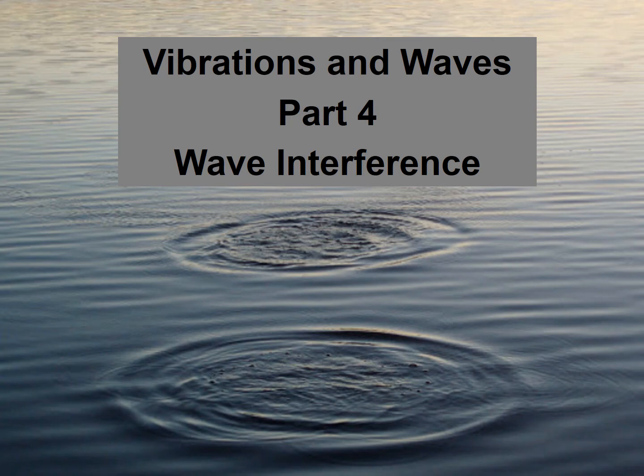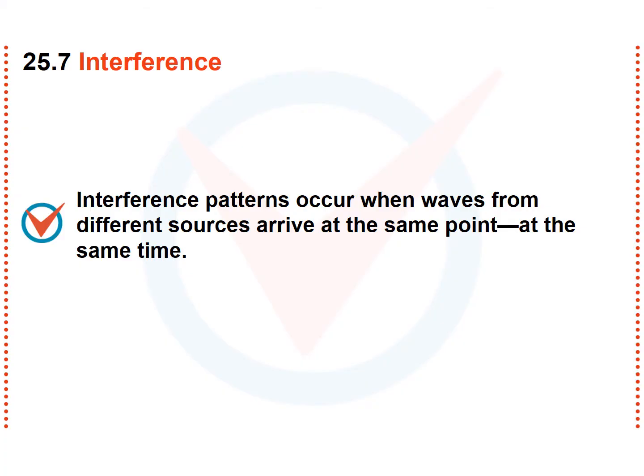This video is part 4 of a unit on vibrations and waves. Specifically, this particular video will cover wave interference. Wave interference is a behavior or pattern that occurs when waves arrive at the same place at the same time. Waves can interfere with each other, and that's the big idea for this video.